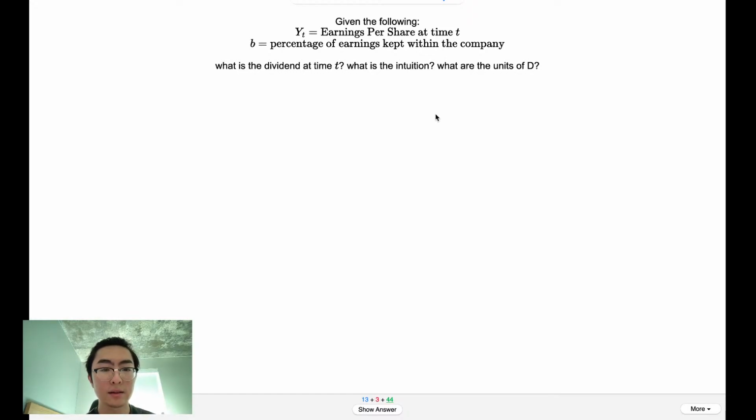Then the dividend at time t should be 1 minus the percentage of earnings kept within the company times the earnings per share. So that will give you the dividends per share. The intuition is that whatever percent of earnings you're not keeping within the company, you're going to pay out to investors. And so that's 1 minus b. And then to get that amount that's actually paid out to investors on a per share basis, we just multiply by the total earnings per share. And so the units of D then should be dollars per share.